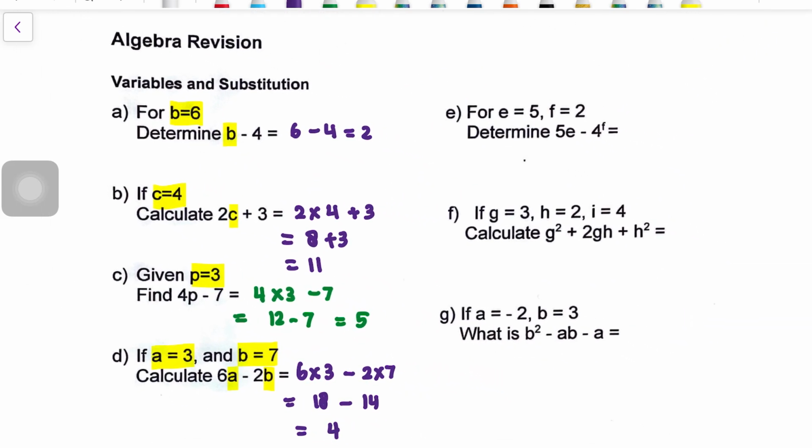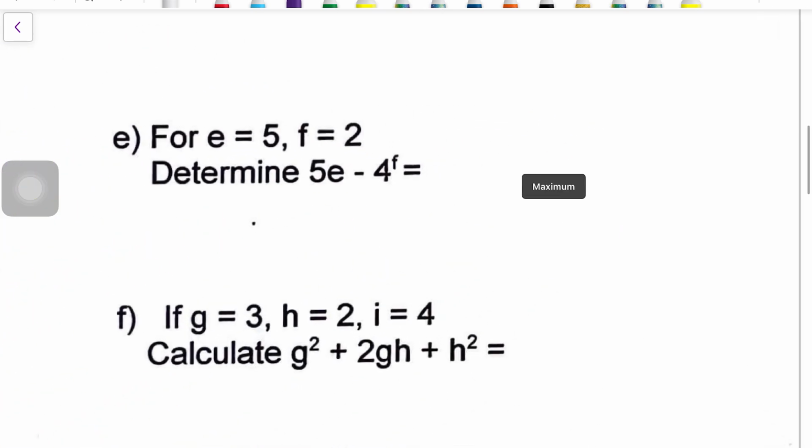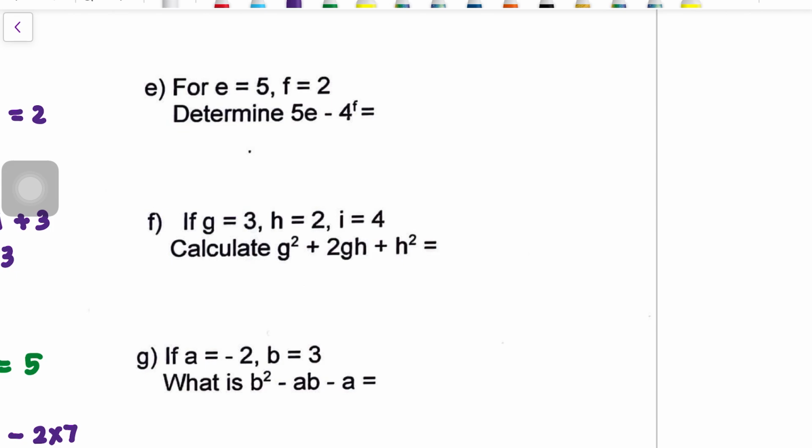Next, let's continue to question part E. Remember, you can pause the video anytime, giving you some time to write down notes in your own booklet. All right, question part E.